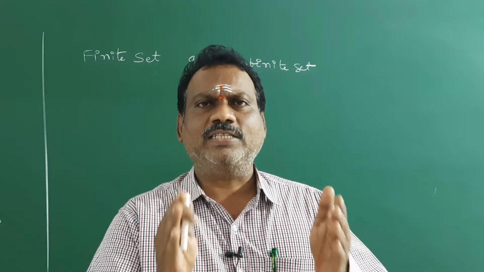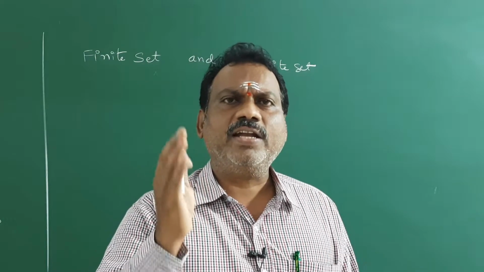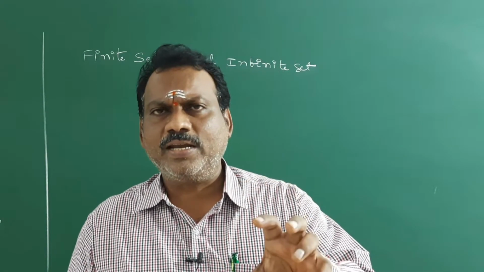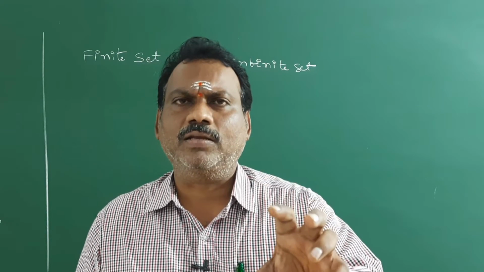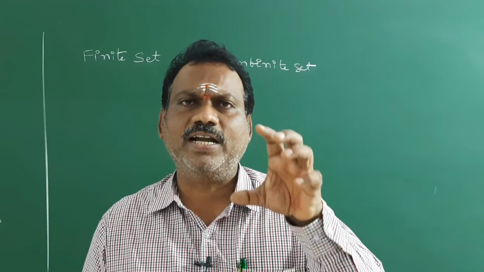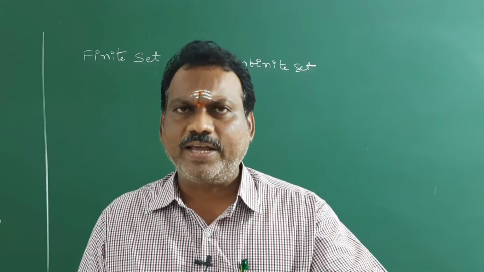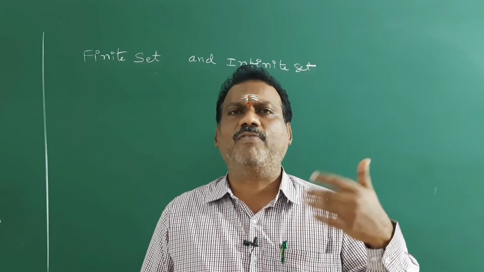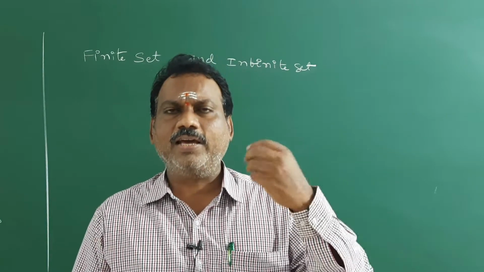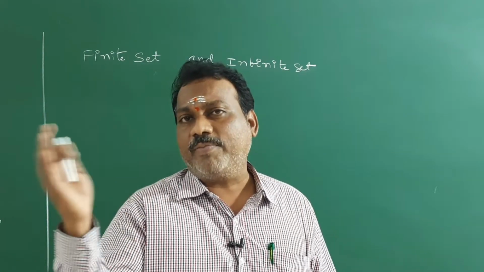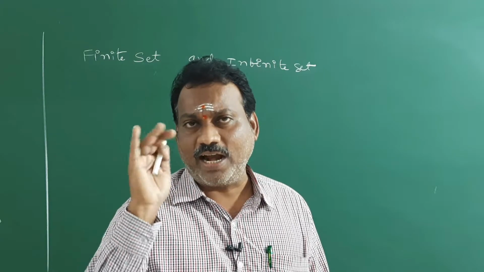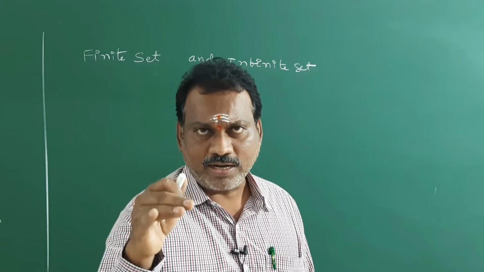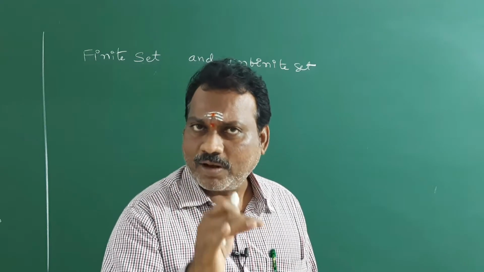Finite means that the set contains a definite number of elements. Definite number, what does it mean? Countable. So the elements present in the set are countable. We can count it, whether it is 10 or 100 or 1000 or 1 lakh or 1 crore. Indefinite means we cannot count. That's why infinite number of elements. These are finite number of elements.